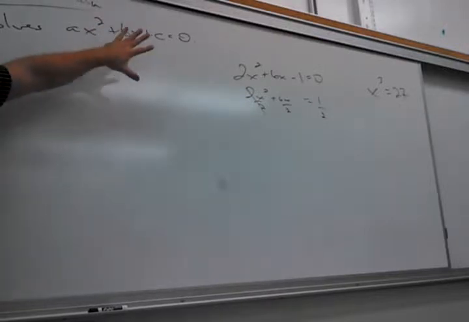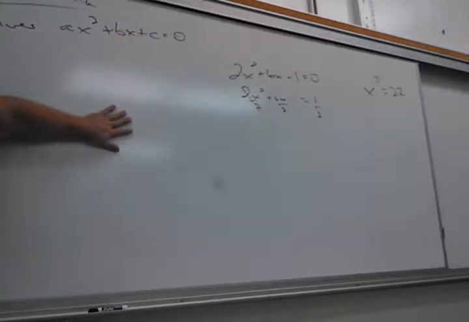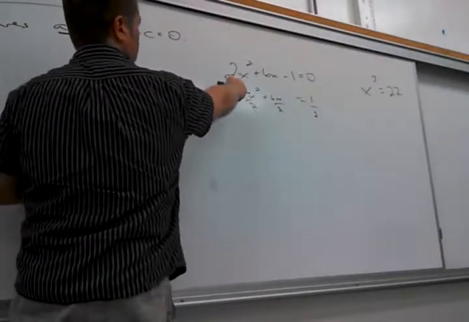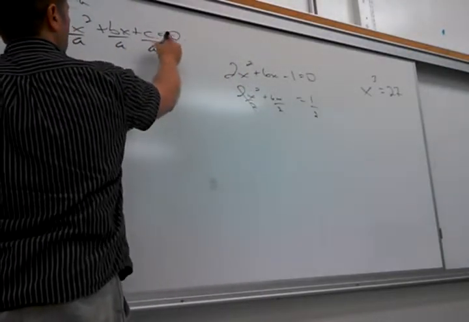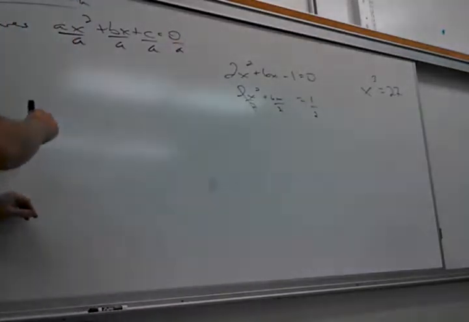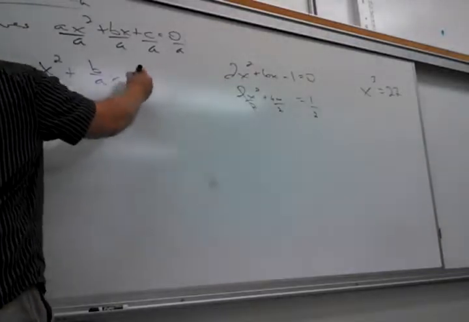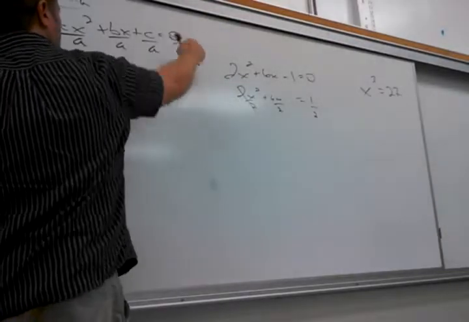So here's the ultimate ugliness. This is as ugly as it could be. So I have to divide by a. I know I have to because there's a number out front. So then I get x squared plus b over a times x plus c over a equals 0.